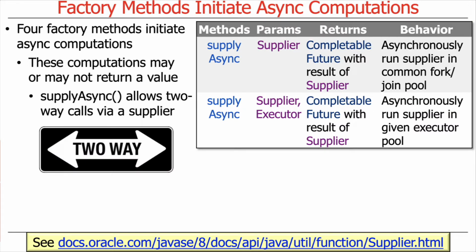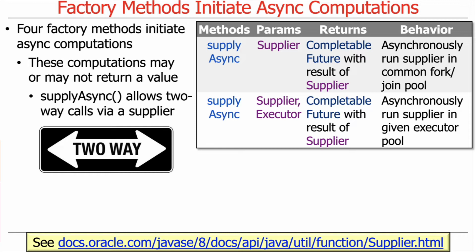Therefore, supplyAsync can be used to perform two-way asynchronous calls via a supplier, where a supplier is one of those functional interfaces in Java that we've talked about before. As you can see, there's a pair of methods: supplyAsync, that is passed a supplier only, and then a second variant of supplyAsync that's passed a supplier and an executor. The first one will arrange to execute an asynchronous task in the common fork join pool, whereas the second one will arrange to execute a task in the pool of your choice, which is designated by executor.